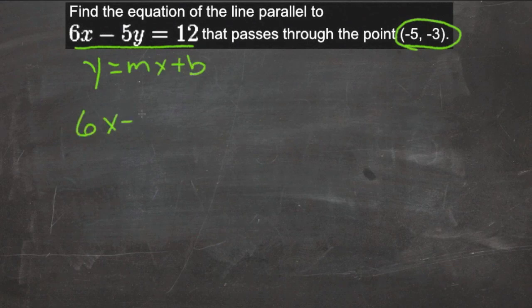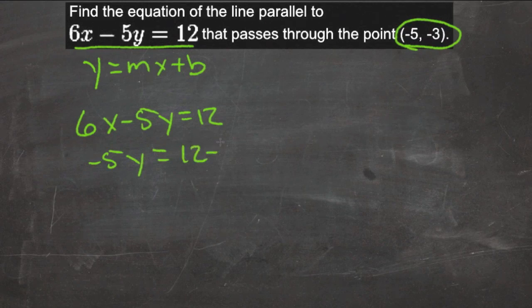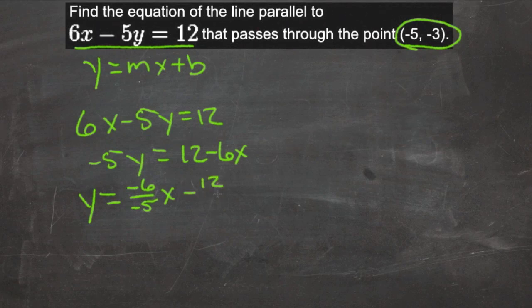And we have 6x minus 5y equals 12. So first let's move the 6x over, and we'll get negative 5y equals 12 minus 6x. Divide both sides by negative 5, and we'll get y equals, I'm going to swap this order around here, negative 6 over negative 5 x minus 12 over 5. And negative 6 over negative 5 is just going to be 6/5. So y equals 6/5 x minus 2 2/5.